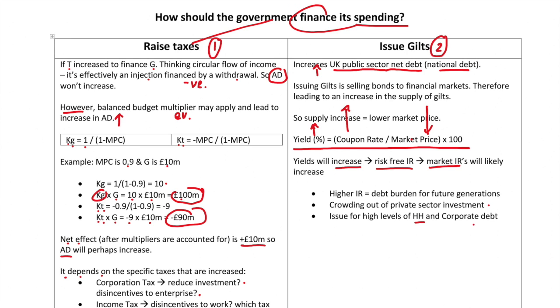Also, corporate debt is obviously massive. Many companies are saddled with huge debt burdens. And we also need to think about the fact that with higher interest rates, the debt burden for future generations is going to be greater.